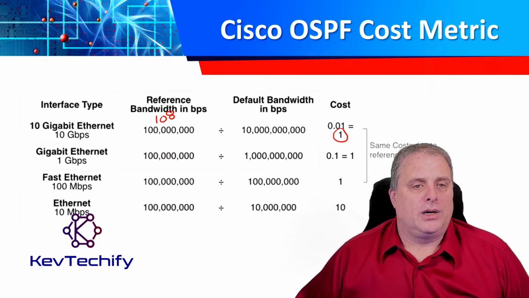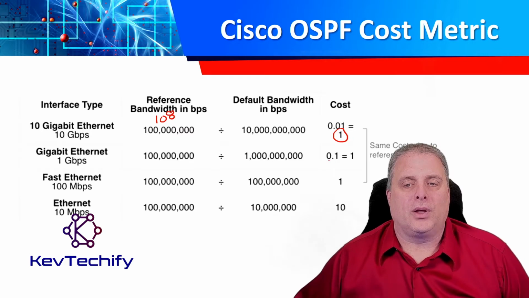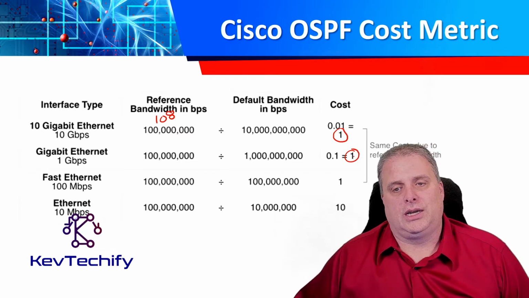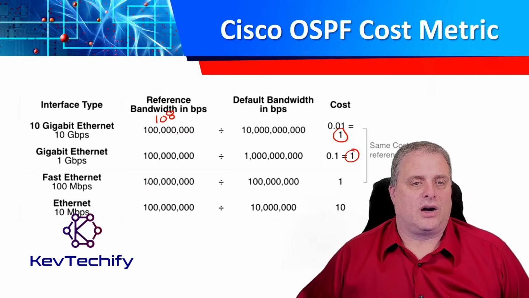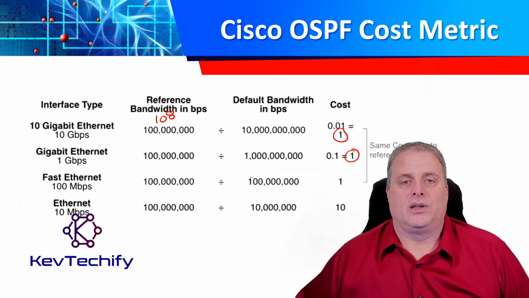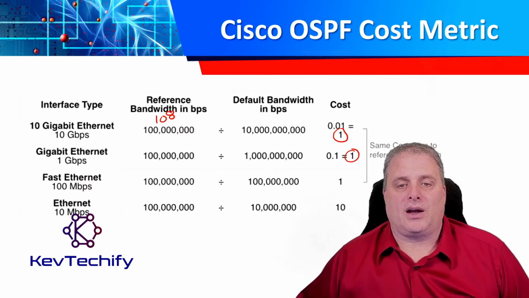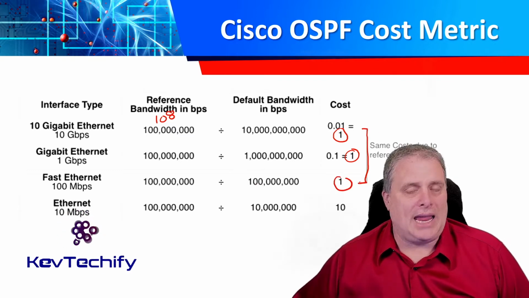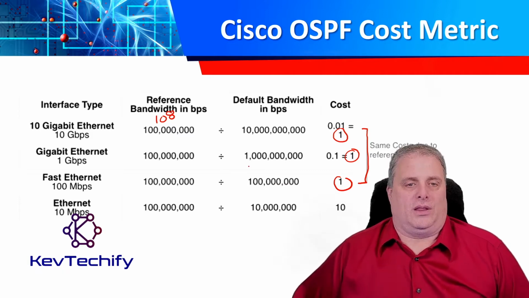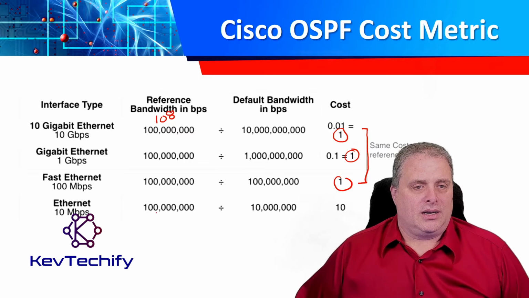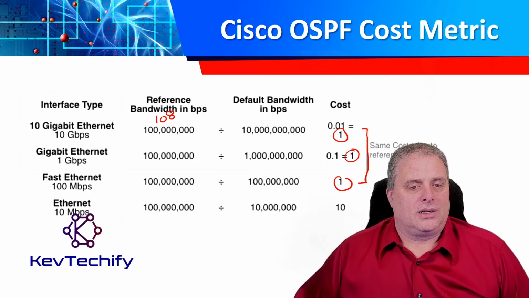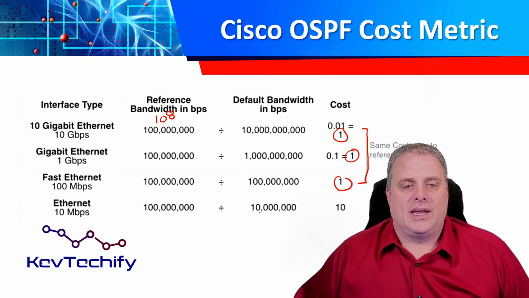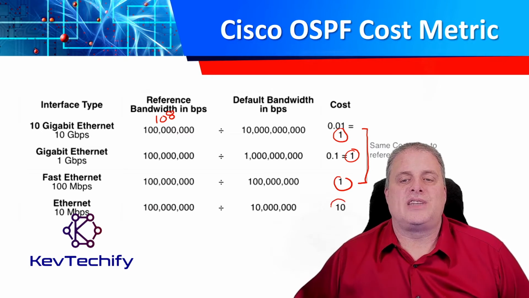Gigabit is 100 million for our reference bandwidth, divided by 1 billion, that gives us 0.1, or rounding to the full integer gives us a 1 here. And then Fast Ethernet is 100 million for our reference bandwidth, divided by the default bandwidth of 100 million, that gives us a 1. All three of these cost the same because of that reference bandwidth. Ethernet, on the other hand, we have 100 million for our reference bandwidth. Our actual bandwidth is only 10 million. That gives us a cost of 10.